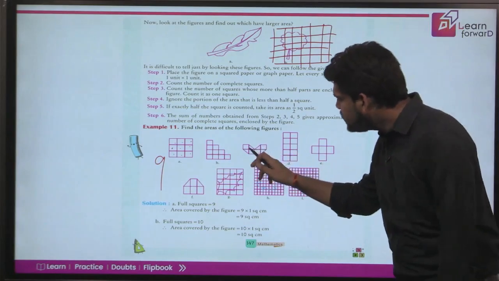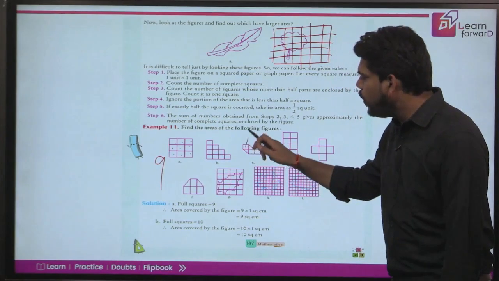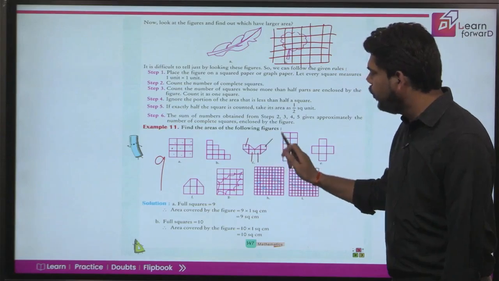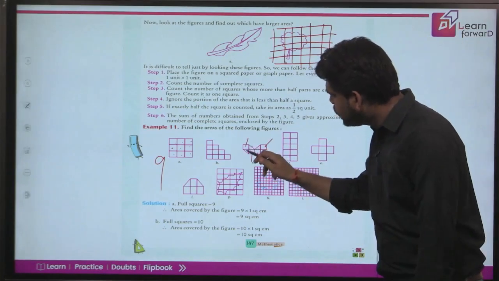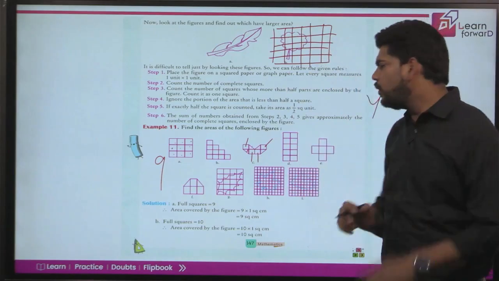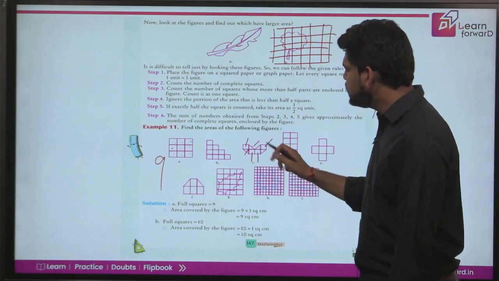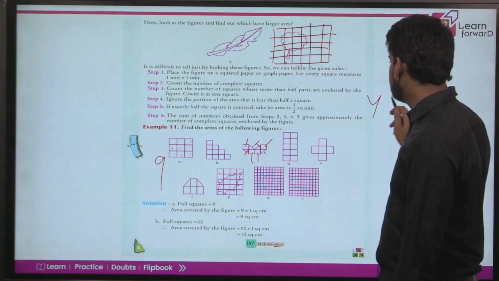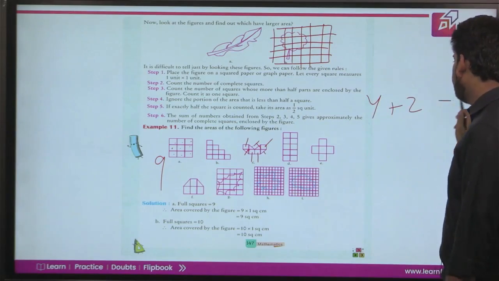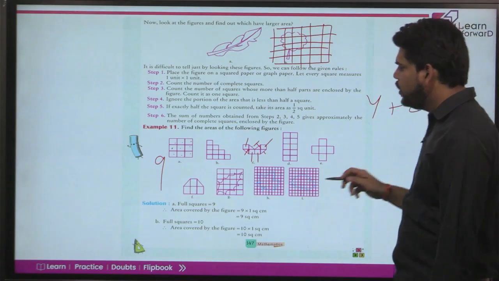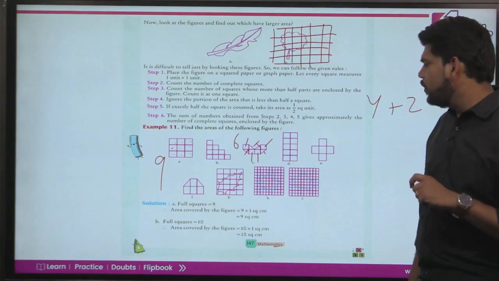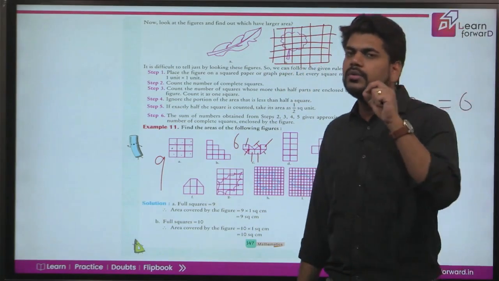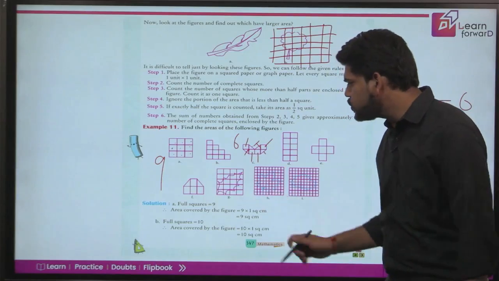Okay, let us see this. The full squares, 1, 2, 3, 4. So 4 is there. These two are half squares. Two half squares combined together form one. So this is the fifth one and this is the sixth one. So 2 plus 4 equal to 6. So what is the area of this figure? 6 squares. So what you need to do, you actually need to count the number of squares in each shape. Let us do it in this one.